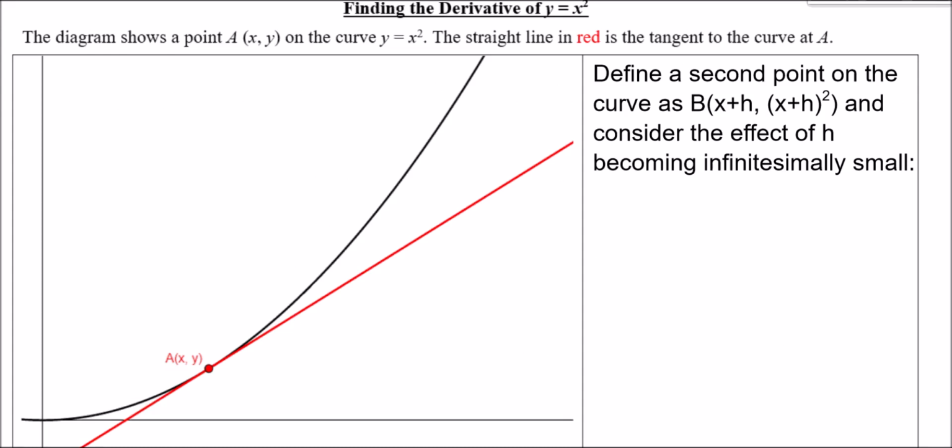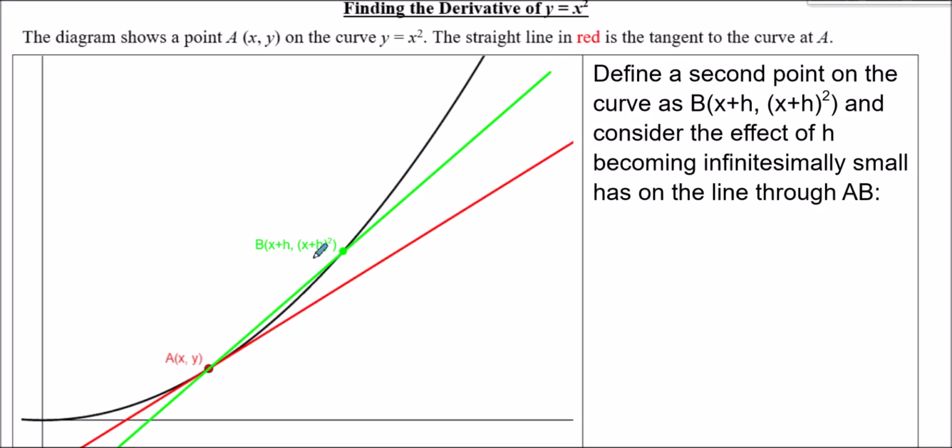We've got here a sketch of y equals x squared, and I want you to imagine a general point A on the curve, where A is just given as (x, y). Now y is going to be x squared. What we're going to do, and I want you to do this as well on yours, is to define a second point on this curve, B, where B is (x plus h, (x plus h) all squared), where h is a fairly small constant. And we're going to see what happens when h changes. So we're going to consider the gradient of AB when h becomes really small.